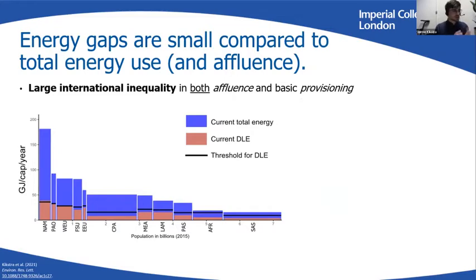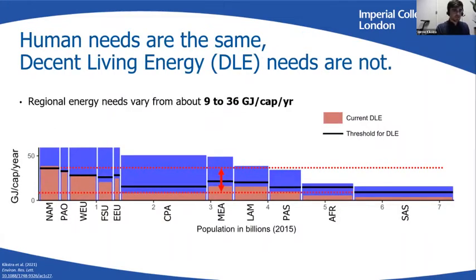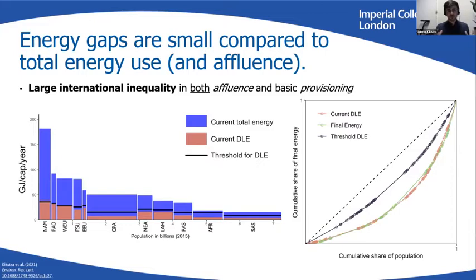But as I wrote on the previous slide, this variation is of the order of 30 gigajoules per capita. The total inequality in total energy use that we have right now is much bigger. In the North American region, all the way on the left, energy use per capita is well above 150 gigajoules per person. It strikes us also that the inequality in total energy use is about the same as the estimated inequality in just basic energy needs provisioning. So also at the basic level, there is a lot of inequality, and this is international inequality.